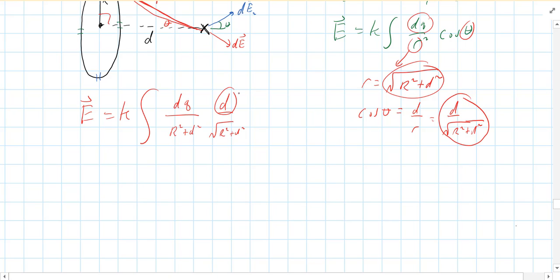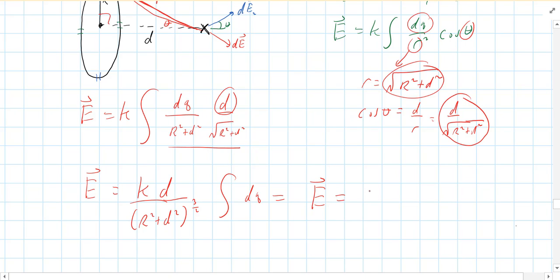d is a constant, as is all that. So we can pull all that out of the integral. We got k times d. If I combine these, they turn into R squared plus d squared to the 3 halves. And what are we integrating? dq. Well, hello, what's the integral of dq? Well, it's just Q.